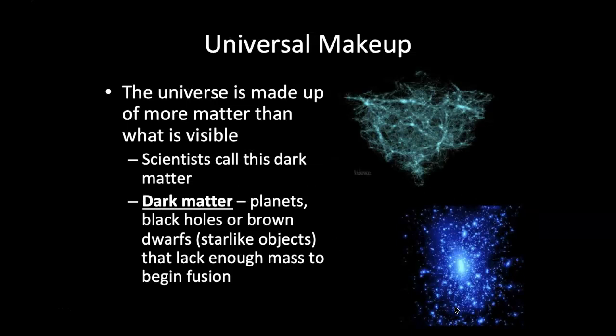Although the universe is made up of stars, galaxies, and planets, it also is made up of matter that is not visible. This matter is known as dark matter. Dark matter is going to be any planets, black holes, or brown dwarfs, which are star-like objects that lack enough mass to begin the fusion process and emit light.